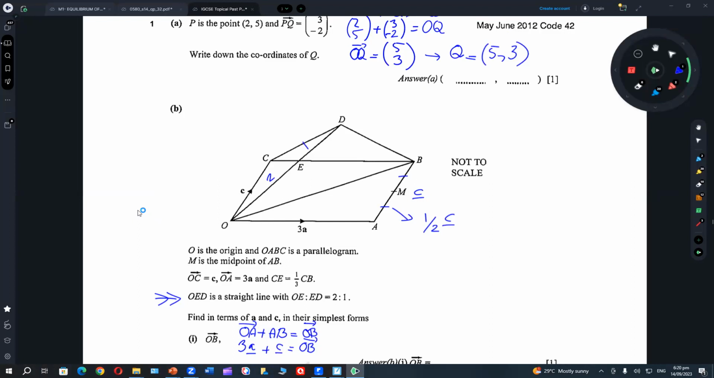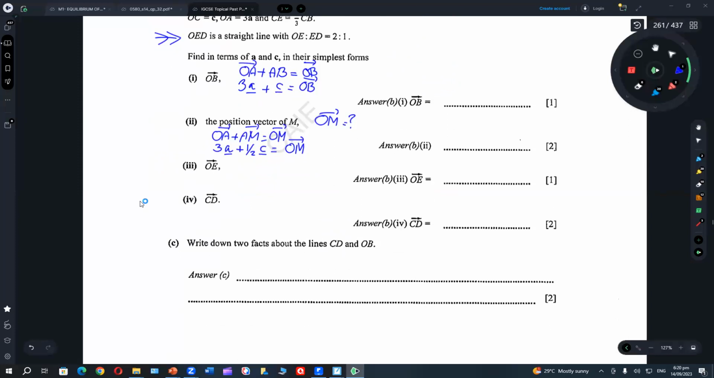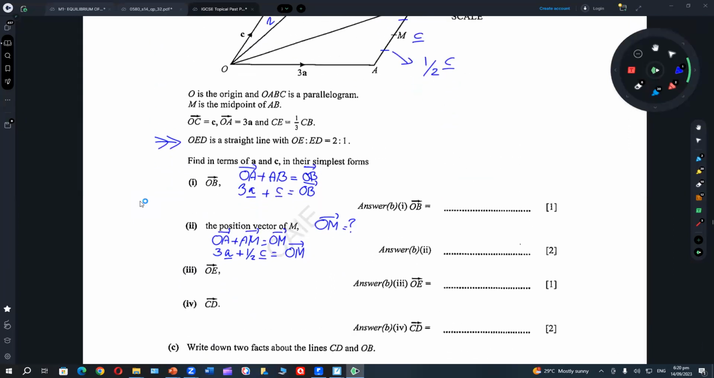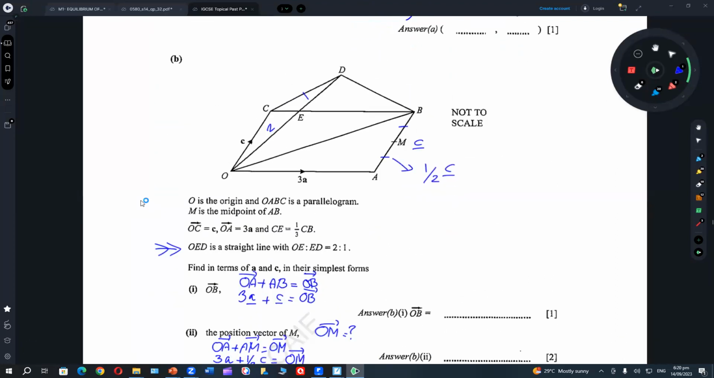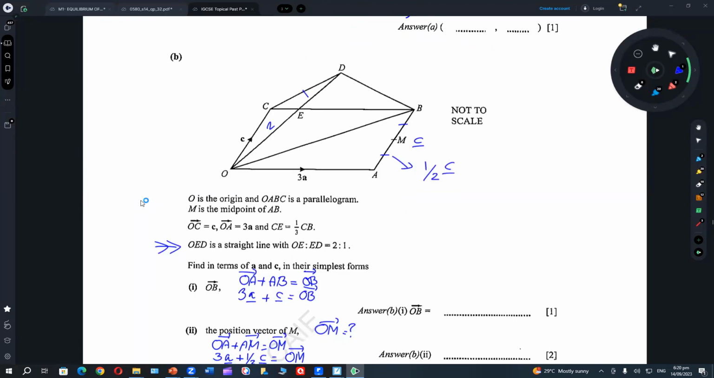OE. Now we have to make equations. The vector chapter always works on equations. Whatever you are doing, you have to work out equations. This is how this chapter works. I am willing to find OE and then I have to find CD. But how I can access OE? You need an equation like OC plus CE.